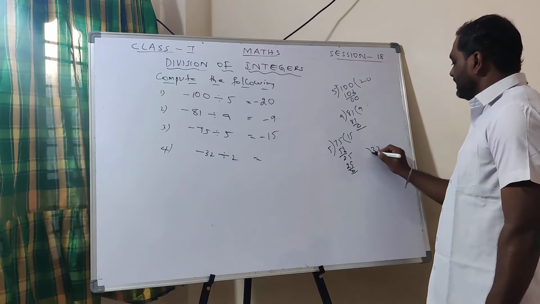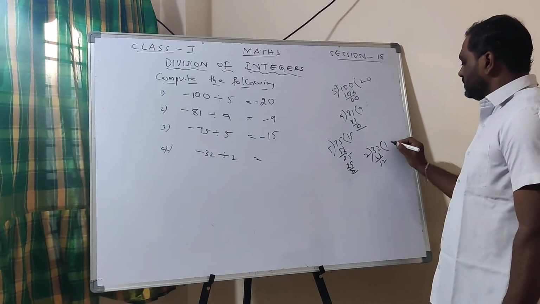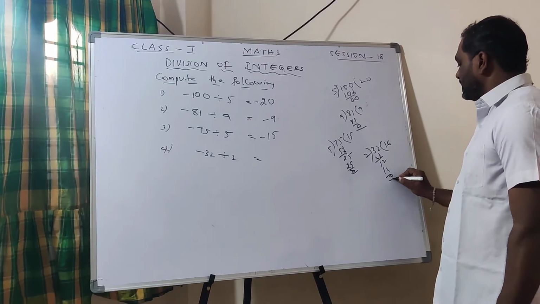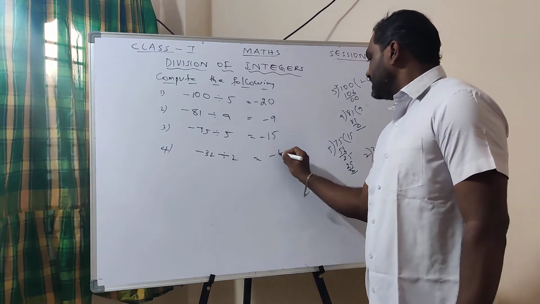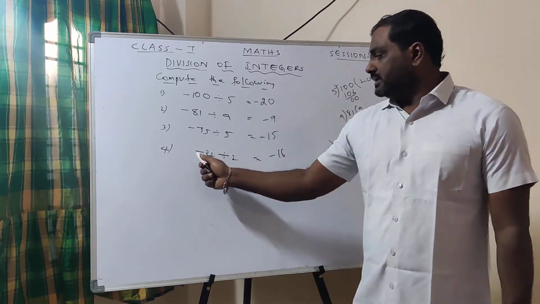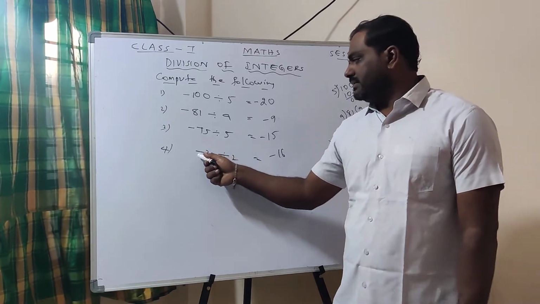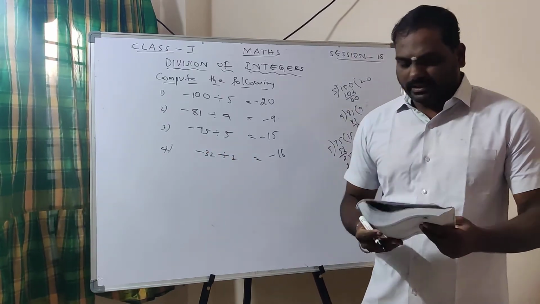32 divided with 2. So 2 ones are 2. Remainder is 1. It is 2. 2 sixes are 12. What is the answer? It is minus 16 I should write. So why minus 16? Because minus 32 is a negative integer and 2 is a positive integer. So when a negative integer is divided with a positive integer, you will get the minus answer.